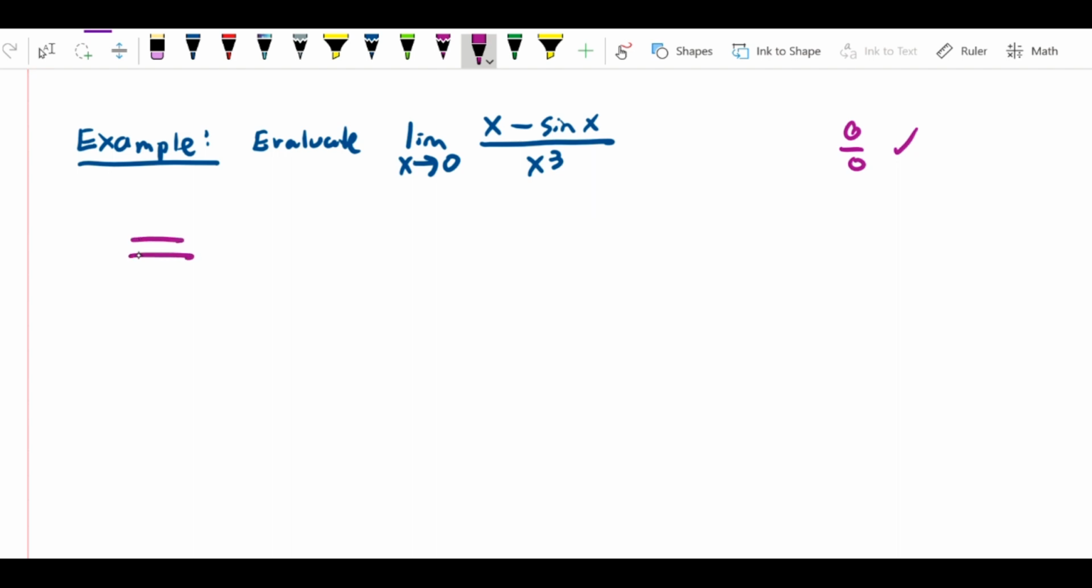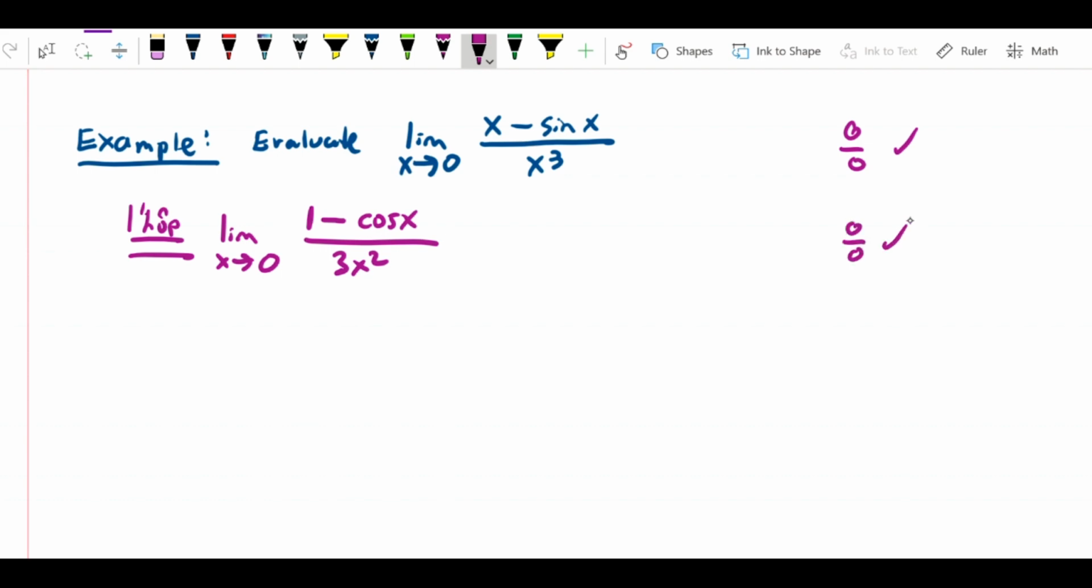So this limit is equal, by L'Hopital's rule, to the limit as x approaches 0 of the derivative of the top, which is going to be 1 minus cosine x, and the derivative of the bottom is going to be 3x squared. So now let's try substitution. Cosine of 0 is 1, so we have 1 minus 1, that gives us 0 on top, and 3 times 0 squared is still 0. So once again, we have a 0 over 0 limit.